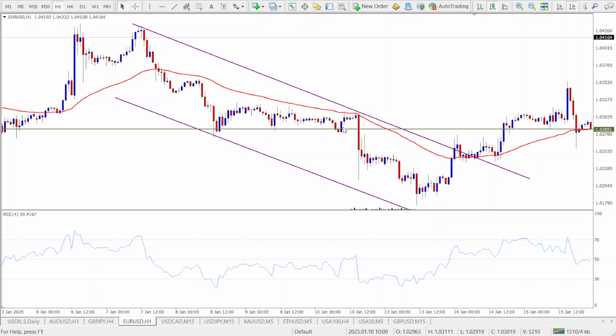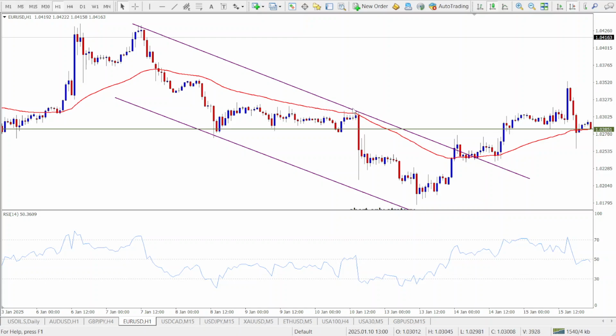We can see that we had a key support level around here, and we literally had a breakout from this support level. Now this is going to be a signal to enter a short position, but do not stop there. Planning your exit is just as important.